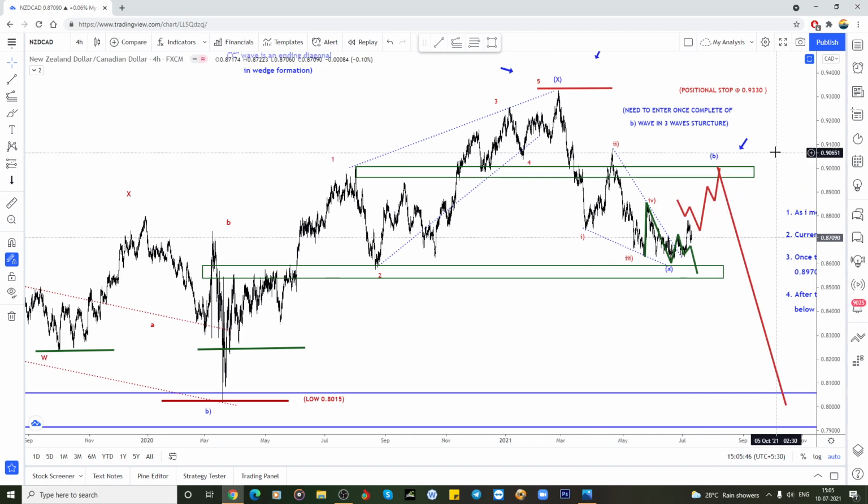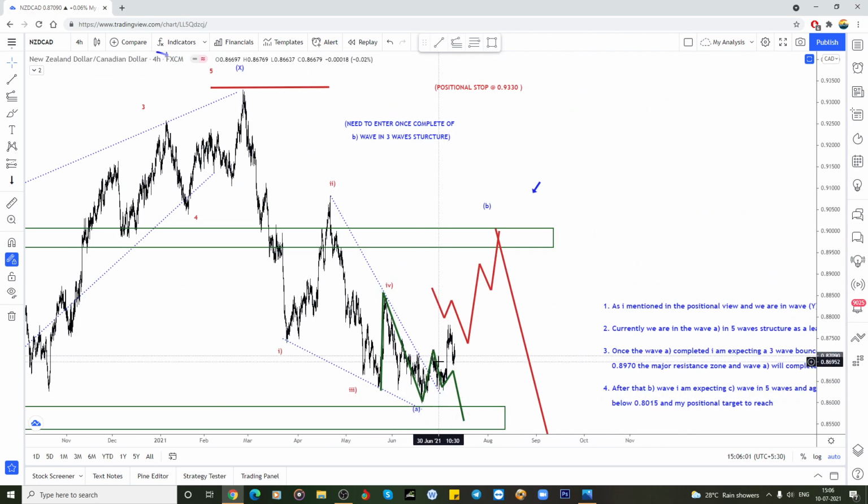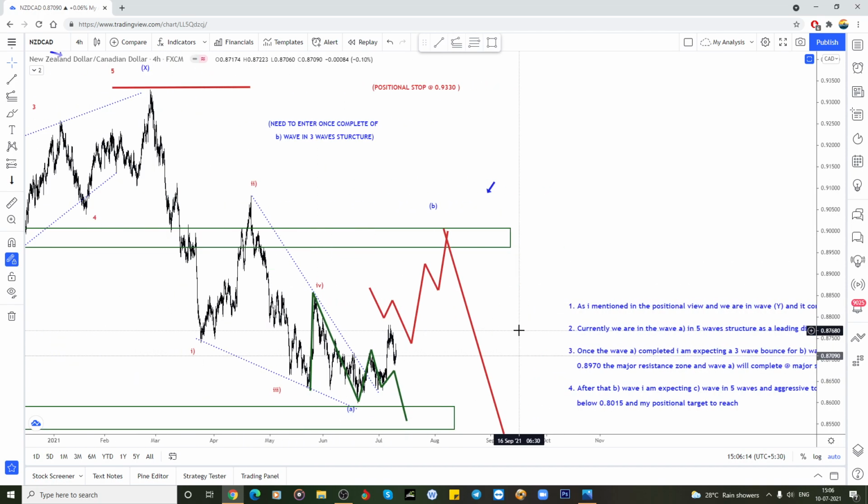Once the three-wave structure is completed, it's A, B and C to break this 8015. That is the simple part. It looks simple, but it's tough to enter here, right? I said keep on watching, it may be one more low, or it's the end of the trend for this five-wave structure, and it's also in the wedge formation, and it's also retested. You just go through everything in last week's video.